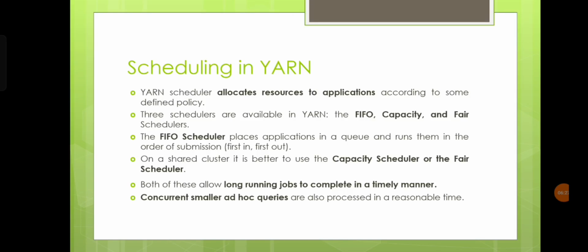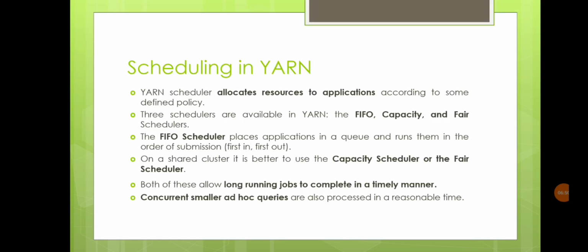Scheduling in Yarn is an important concept. The Yarn scheduler allocates resources to applications according to some defined policies. There are three types of schedulers. They are the FIFO scheduler, capacity scheduler, and fair scheduler.